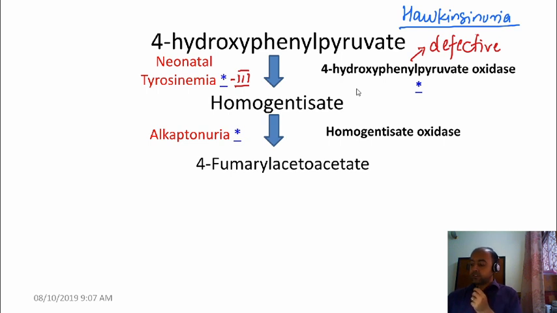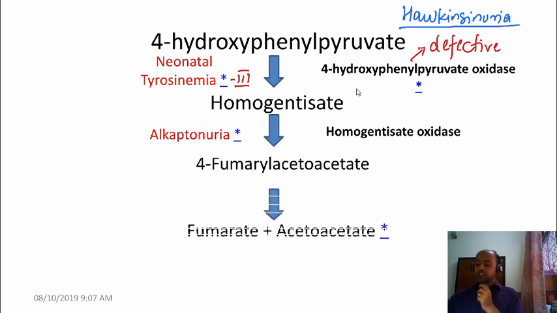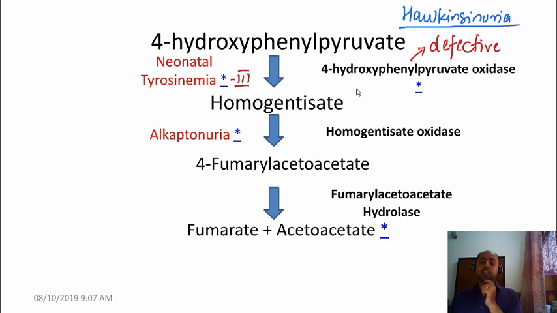Subsequently, finally, the fumaryl acetoacetate is converted to fumarate and acetoacetate. The enzyme required here is the fumaryl acetoacetate hydrolase. Deficiency of this enzyme gives rise to the most important tyrosinemia, type 1. Tyrosinemia type 1 is the most severe type among all the tyrosinemias.